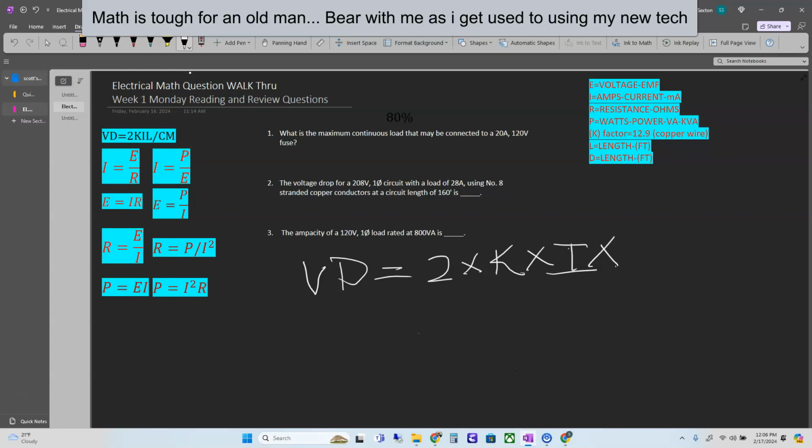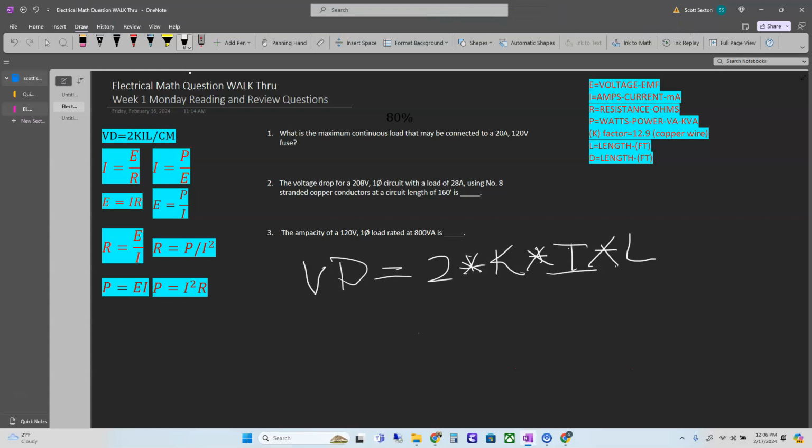And then we have L. Well, depending on which book you're looking at, that L could be a D. So basically, I want you to understand that length and distance are the same. We're talking about the amount of footage. Okay, so let's go through here and do this calculation pretty quick.